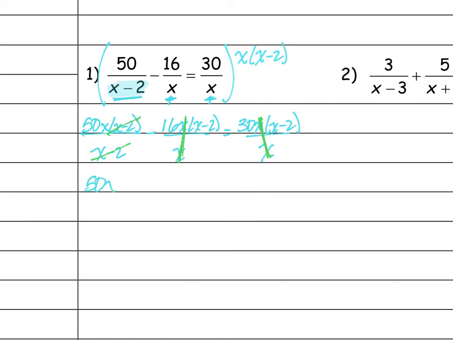50x minus 16x plus 32. 16 times 2, yeah, 32 equals 30x minus 60. Whew.